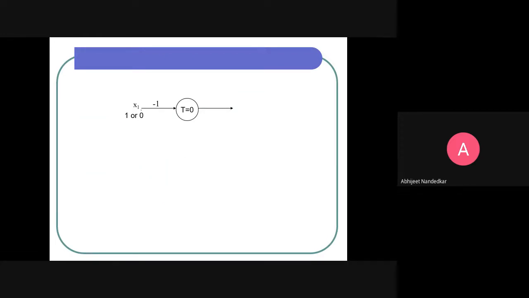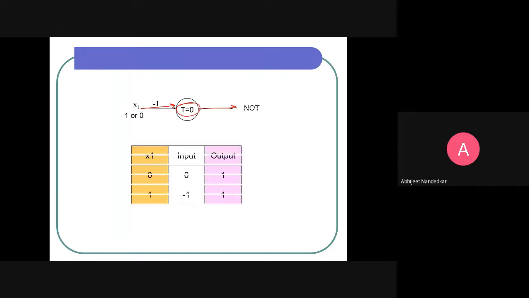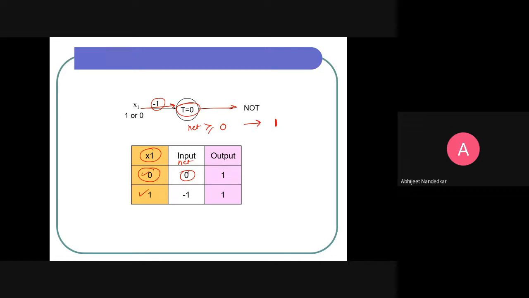There is only one input here and one output, obviously, with t equal to 0. Now what happens if I put this x1 here? I can take two possible positions of x1, say 0 and 1. So when this input is 0, 0 gets multiplied with this minus 1, so net input is 0. When my net is equal to or greater than 0, I am going to produce 1. So this will be producing 1.